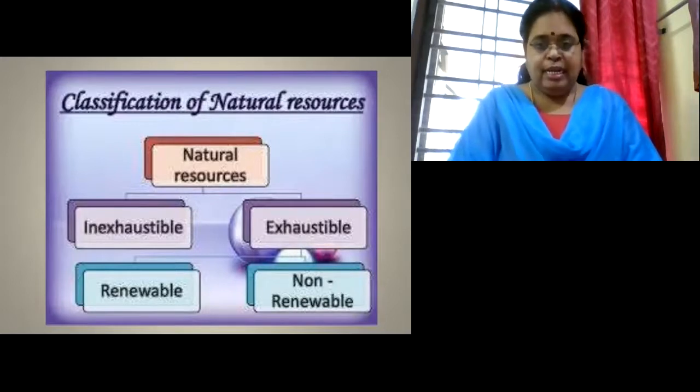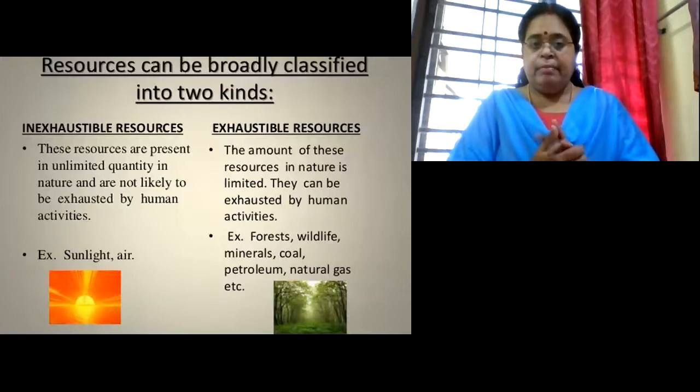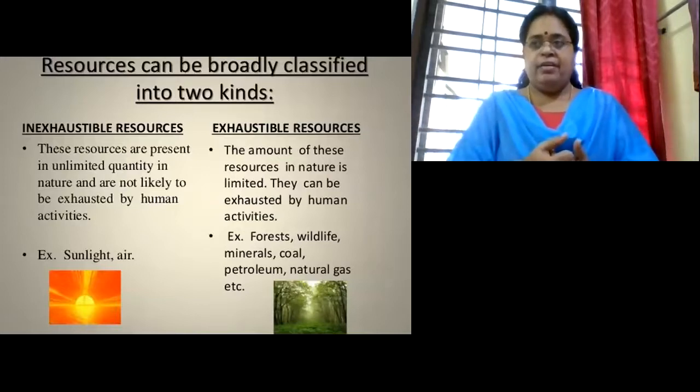Let us go to the next slide, children. The next topic that I want to explain to you again is the difference between the two resources. The inexhaustible resources, as I told you, are present in unlimited quantity in nature. Sunlight you can never measure. How much is the amount of sunlight? Or what is the amount of air? That also we cannot measure. So they are unlimited quantities and they cannot be exhausted by human activities.